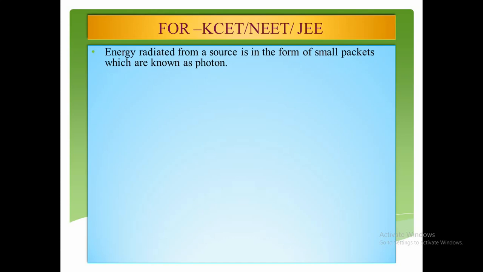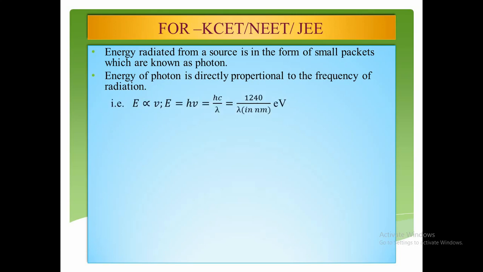Energy radiated from a source is in the form of small packets known as photons. A photon is not a material particle, remember. According to Max Planck, the energy of the photon is directly proportional to the frequency of the radiation, that is, E is proportional to nu. If you remove the proportionality, we have to substitute a constant. That is, E is equal to h nu, where nu is nothing but c divided by lambda.